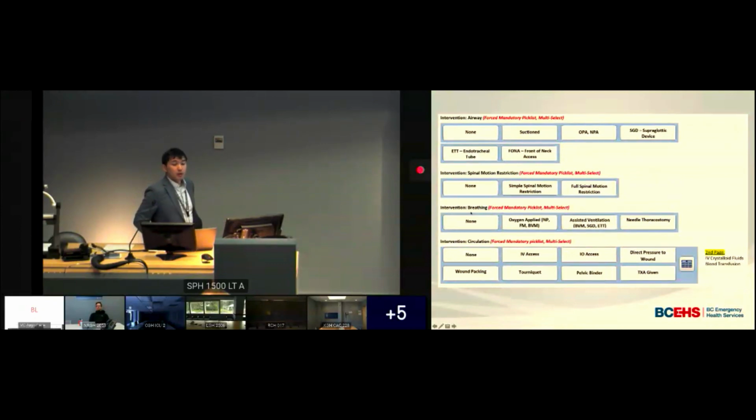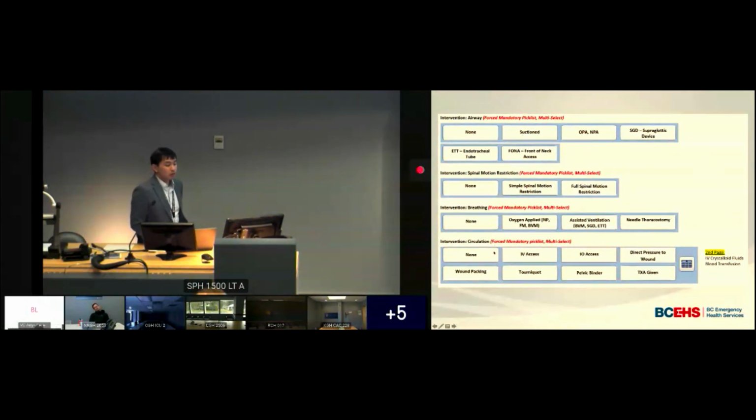In terms of breathing interventions, so oxygen applied passively by nasal prongs, face mask, and BVM. If you had to assist them with ventilation, so putting a BVM on but then actively having to bag them, or putting in a supraglottic device or an endotracheal tube and then having to assist their ventilations, or if you needed to perform a needle thoracostomy to decompress the tension in the thorax.